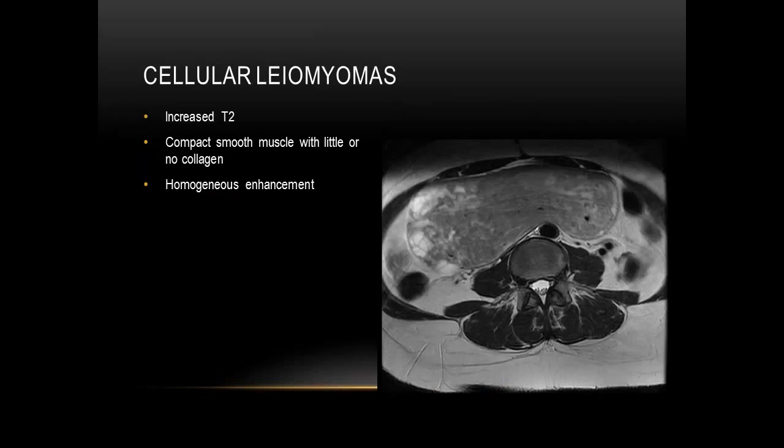This is called a cellular leiomyoma. There is increased T2 signal. That is because there is compact smooth muscle with little or no collagen. It demonstrates homogeneous enhancement, and usually it's kind of irregular in configuration.